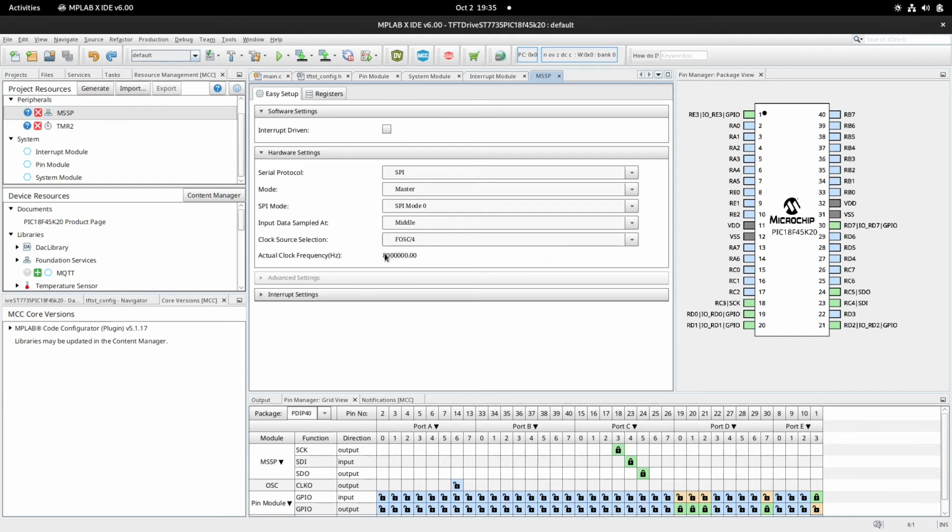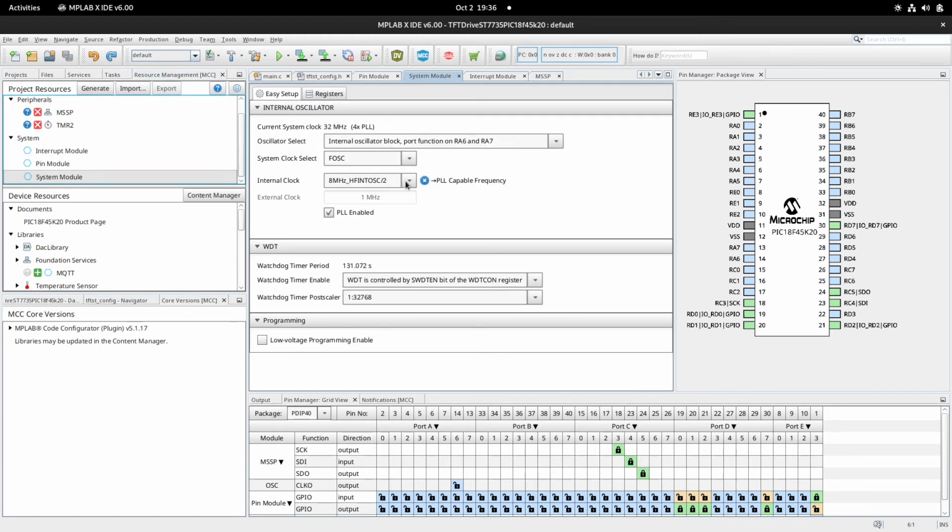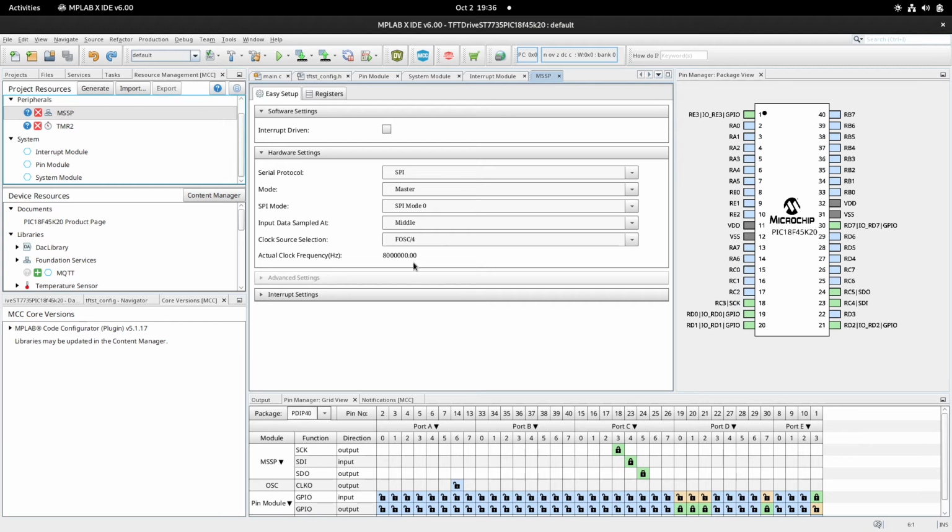And the good thing is it shows you what is the actual frequency based on this selection. So in this case, it's 8 megahertz. And I couldn't get faster than 8 megahertz with this display driver. Maybe using a software SPI you can, but the next available option here is I can just increase the internal clock to 16 megahertz. That will put the SPI at 16 megahertz, and you can't communicate with these displays at 16 megahertz. It's just plain too high.